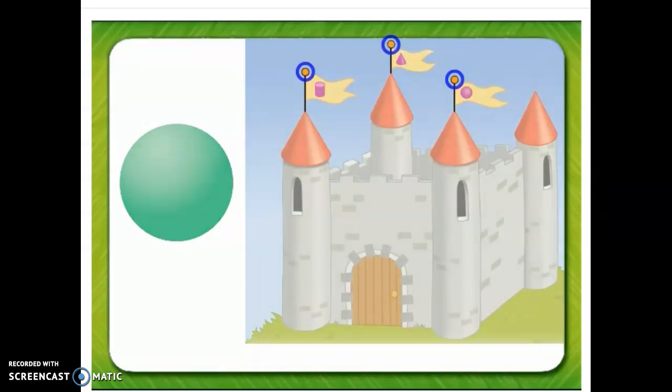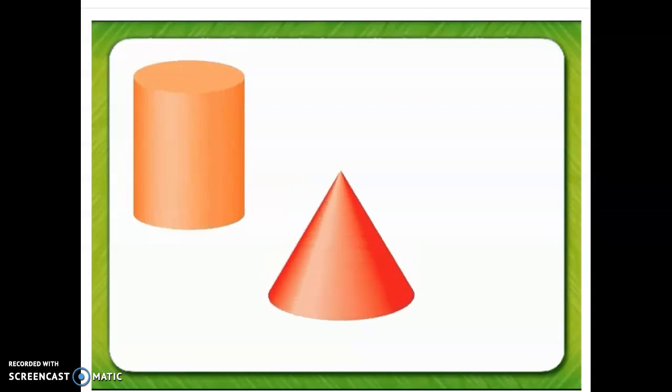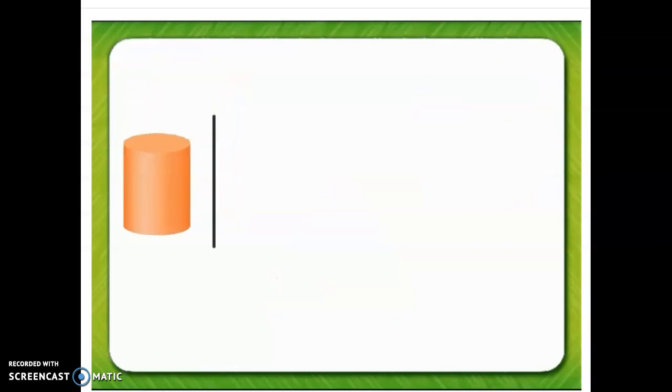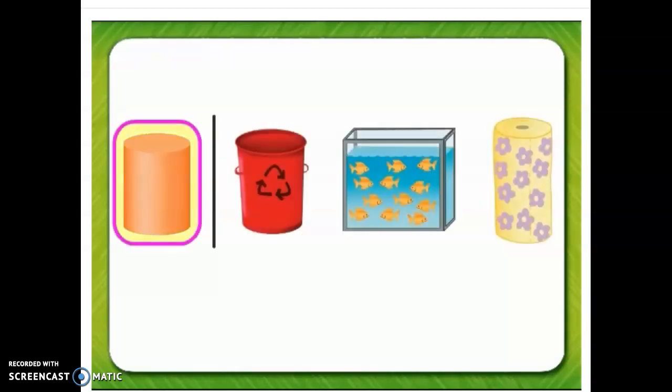We can use what we have learned about cylinders, cones, and spheres to follow these directions. Name the first shape in the row. The first shape is a cylinder.